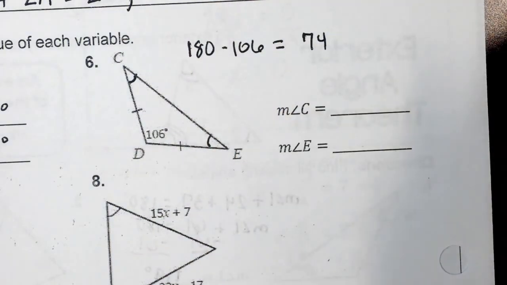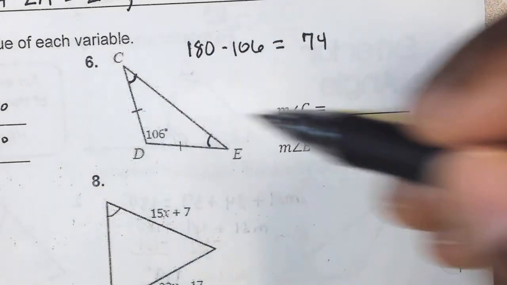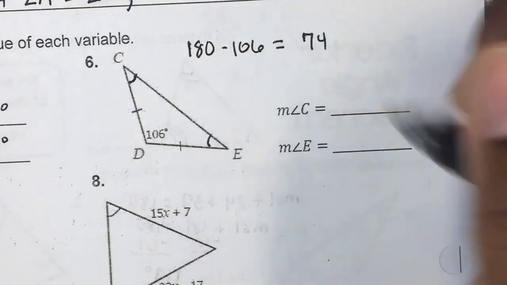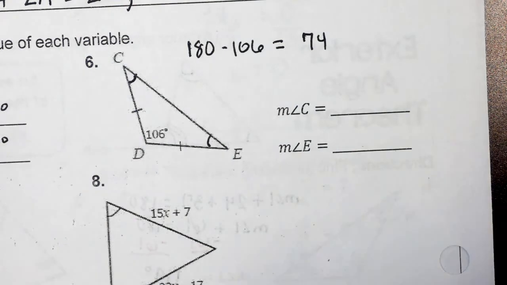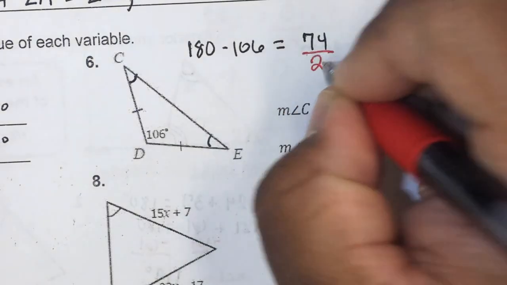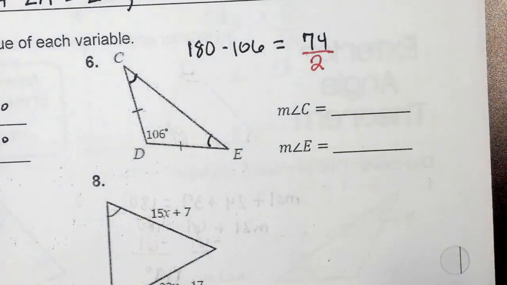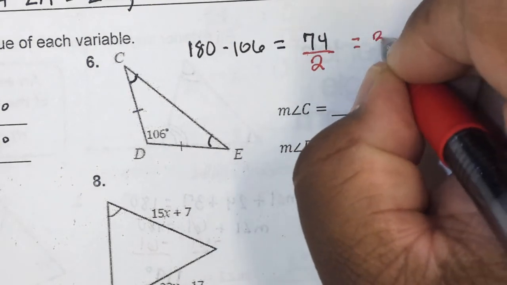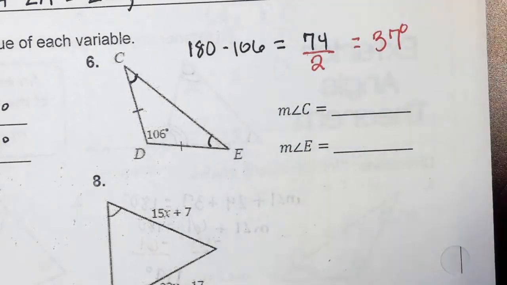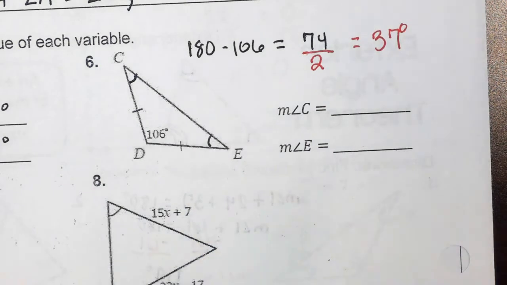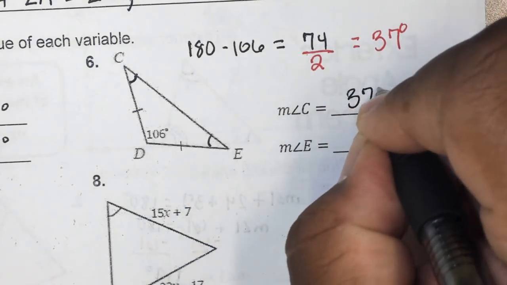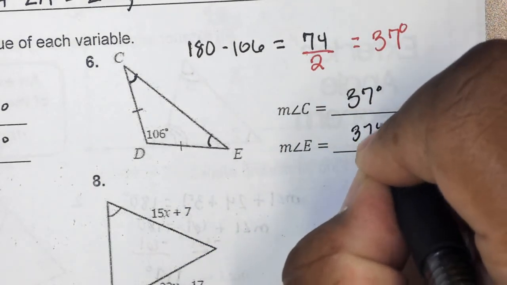Some of my kids stopped there, though. You need to understand this is two angles here. You need to divide by two. Divide that by two, you're going to get 37. So my two angles will be 37 degrees. 37 here and 37 here.